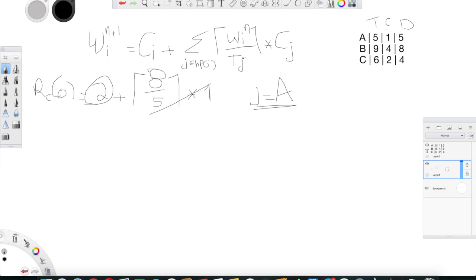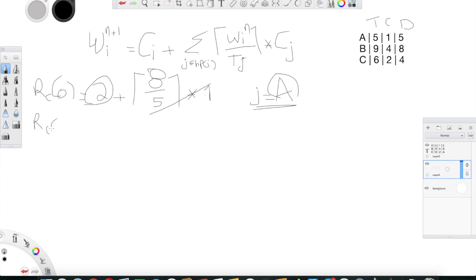Wi of n, I did not have any previous iteration. So at the beginning, the first iteration does not exist. So it's 0 divided by 5. T of j, the period of task A since j is equal to A, is 5, multiplied by 1, which is the C of j, the computation time of task A. Let's move on to the second iteration.